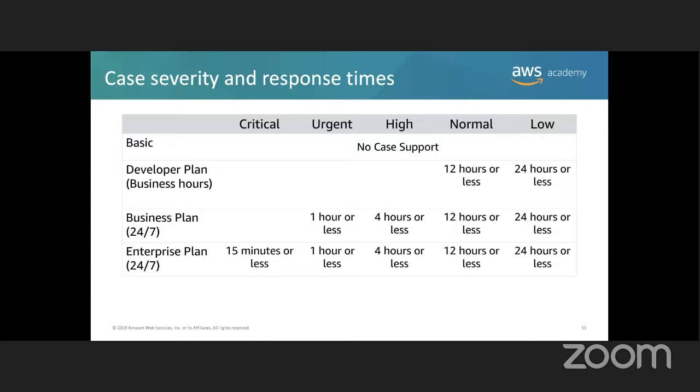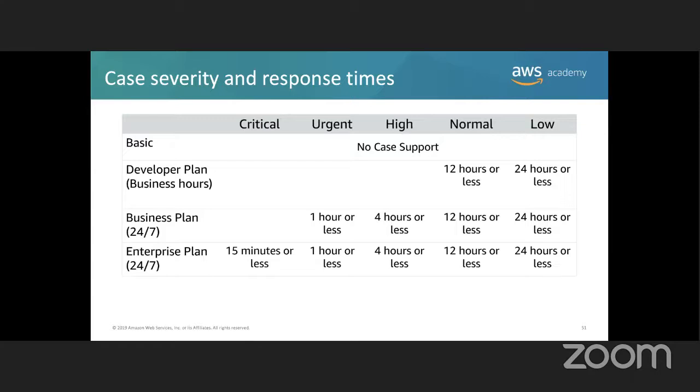So for you to remember this, just look at the normal and low section. It's the same for developer, business, and enterprise. The same thing. Normal is 12 hours or less, and low is 24 hours or less, right? Now the high is the same for business and enterprise. The urgent is the same for business and enterprise. The only difference is that for critical cases, only enterprise can open a case.